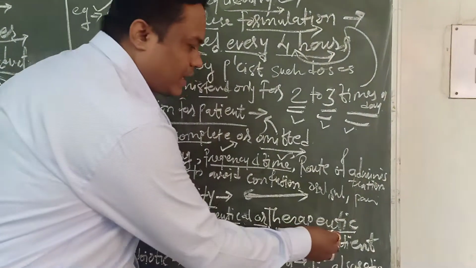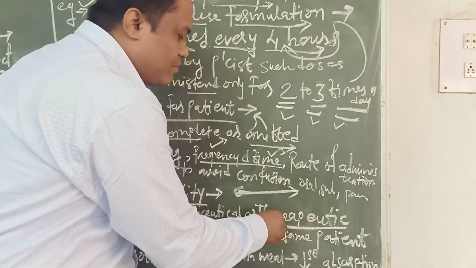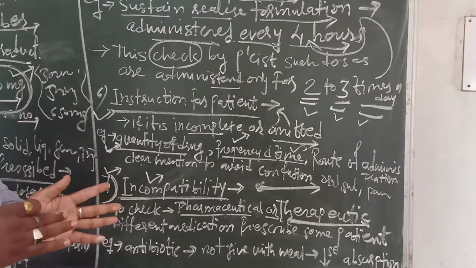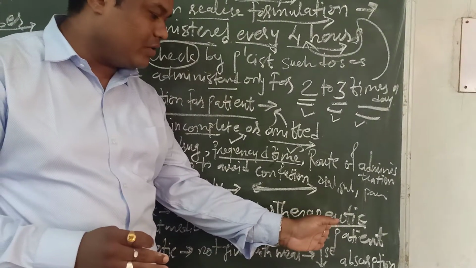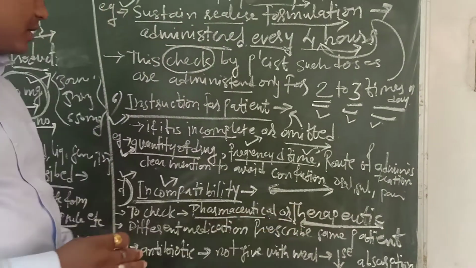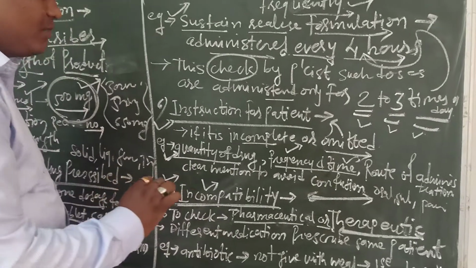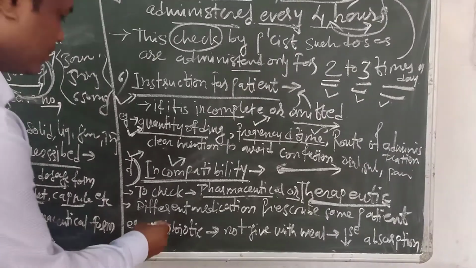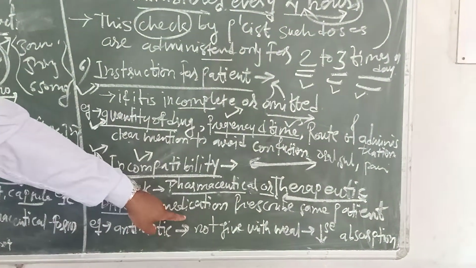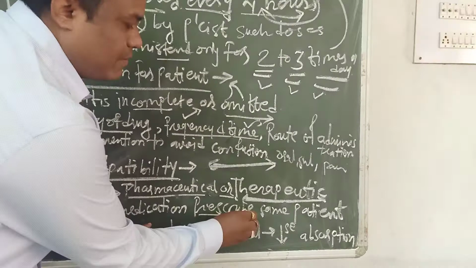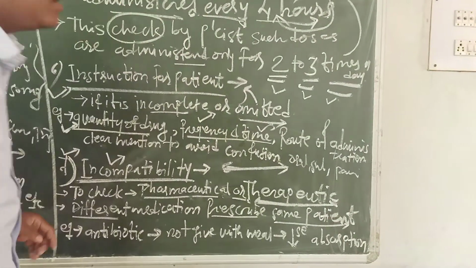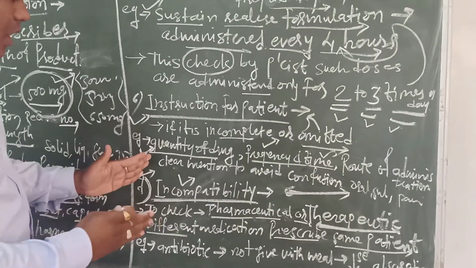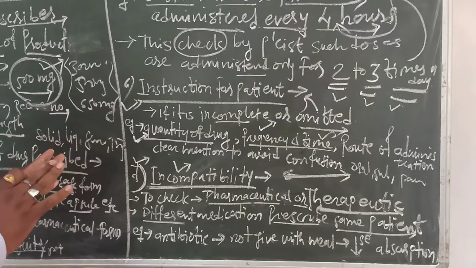Then next is therapeutic incompatibility, which means wrong dose, error in dose, then synergism activity, antagonism activity or drug interactions. We have to check, it is checked by the pharmacist, if there is incompatibility between the two drugs, because different medications are prescribed to the same patient. If the doctor has prescribed more than one drug in the prescription for the same patient, then the interaction between these two drugs has to be checked.